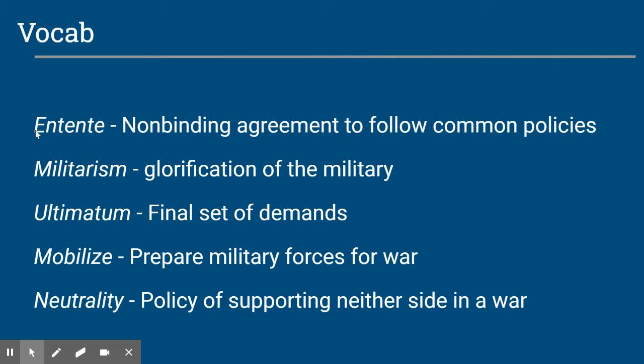It's not a treaty, it's just an agreement. Countries will say, we're going to follow this common trade practice, or we're going to follow this common idea. Rules that all countries are going to follow.